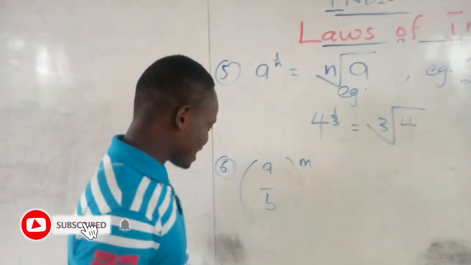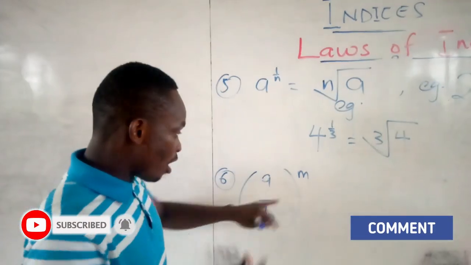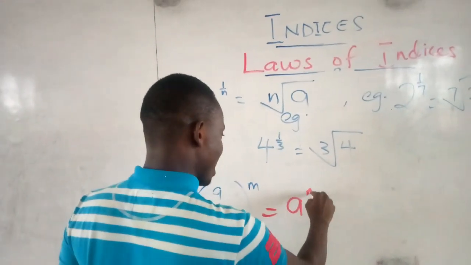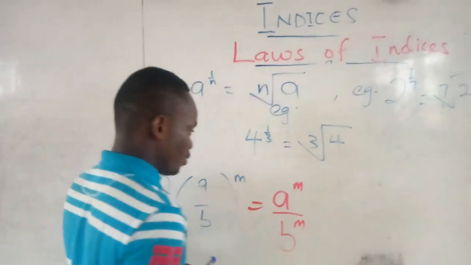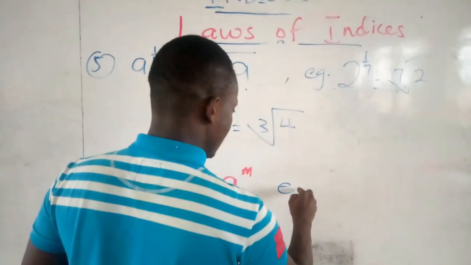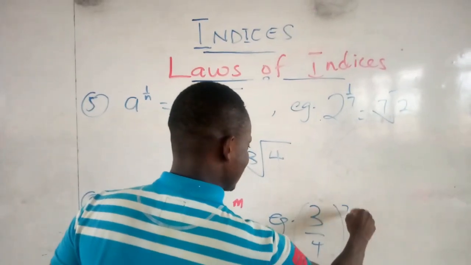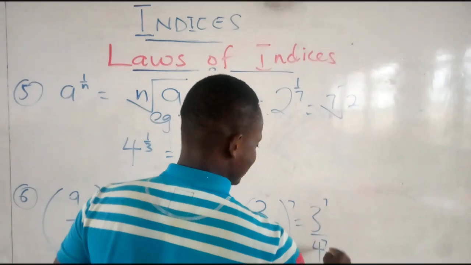The sixth law says that this time around the base is rather a fraction. So a over b all to the power m becomes a to the power m over b to the power m. So example, we have 3 over 4 all to the power 7 becomes 3 to the power 7 over 4 to the power 7.